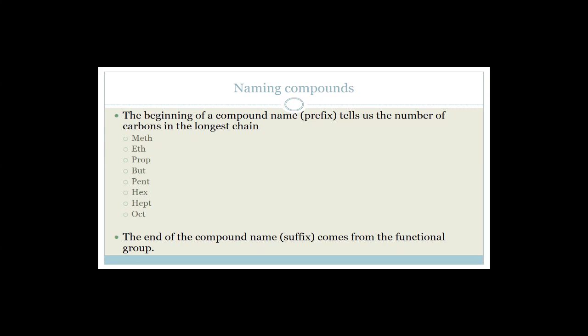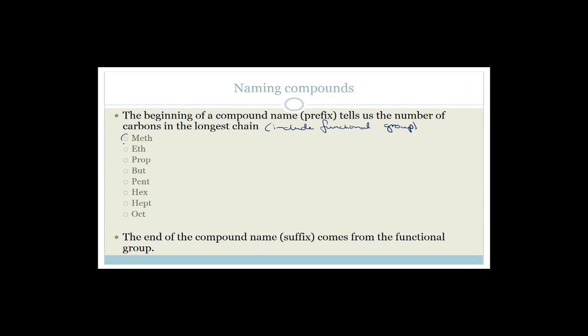The first thing you do when you're looking for the names of compounds is find the longest chain. You find the longest chain which includes the functional group. It has to include the functional group, and we will go through examples of this. So the beginning of the compound name tells us the number of carbons in the longest chain, because we're always going to look for the longest chain that includes the functional group.